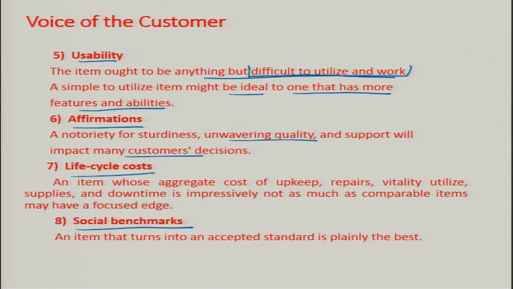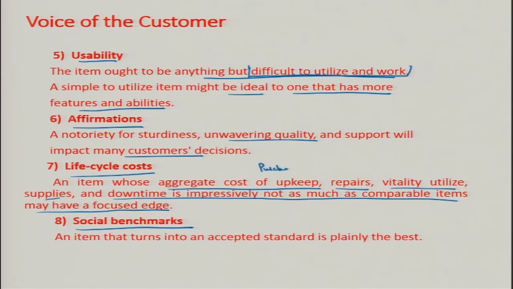Life cycle costs. An item whose aggregate cost of upkeep, repairs, vitality, utilized supplies and downtime is impressively not as much as comparable items may have a focused edge. That is life cycle cost. Life cycle cost is the total cost. It is the purchasing cost plus operation cost minus salvage cost.